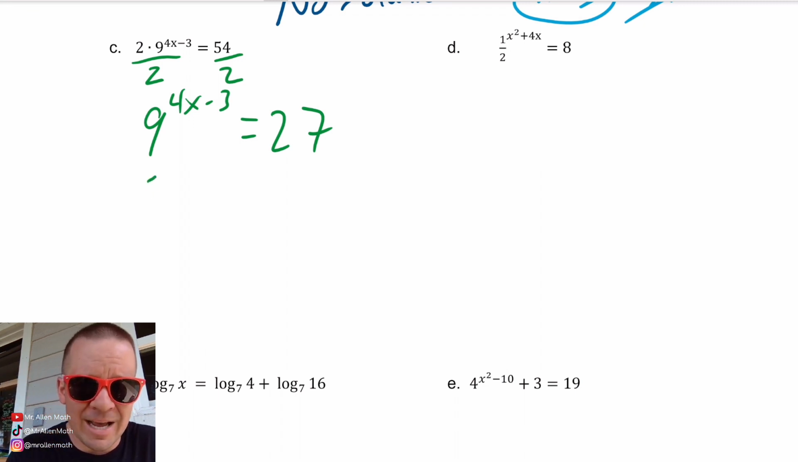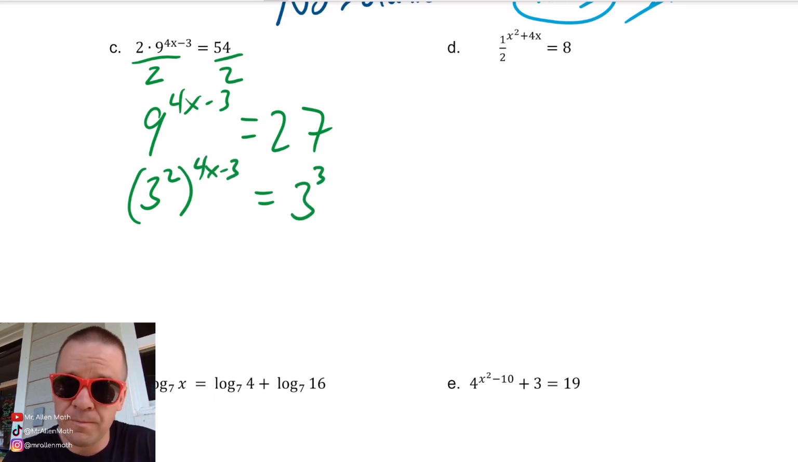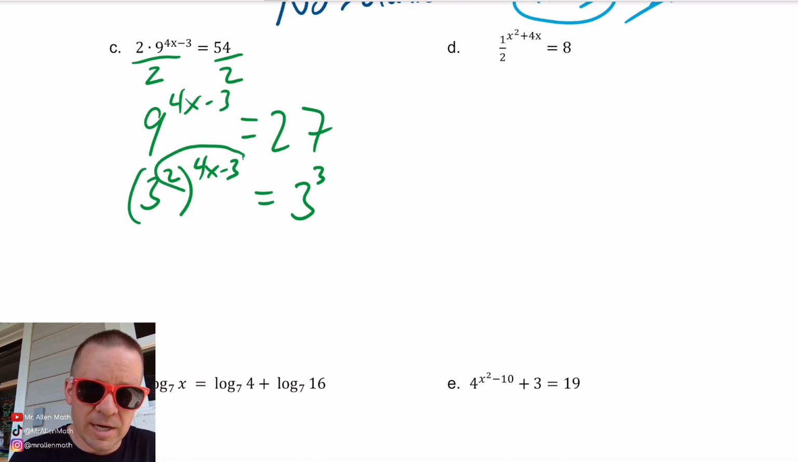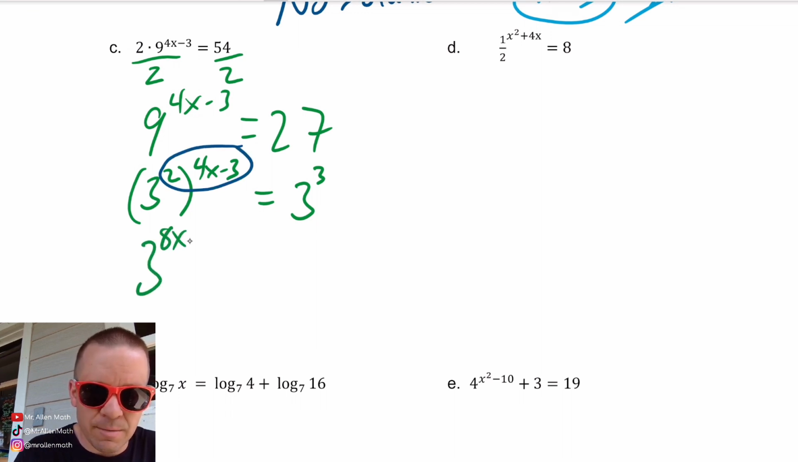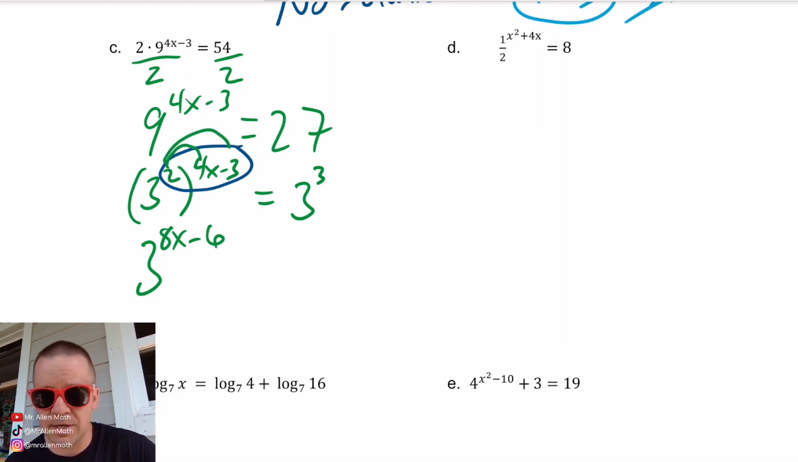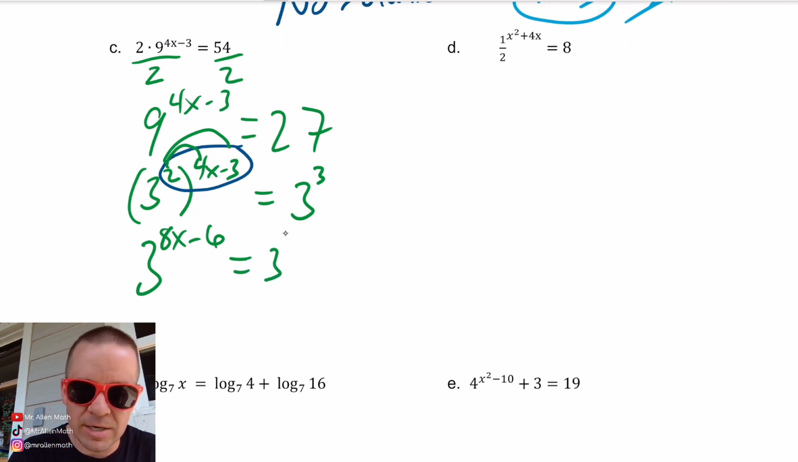I can rewrite 9 as 3 squared, and it's still to the 4x minus 3. I can rewrite this one as 3 to the 3rd. Now we're getting somewhere. These two exponents multiply together. I'm going to do that in a different color here. We'll go with purple when I circle these. There we go. So that's going to become 3 to the 8x minus 6. Make sure that you distribute that 2 to both of these here, okay? And don't leave that negative 3 out. He still wants to join the party, right? Equals 3 to the third.